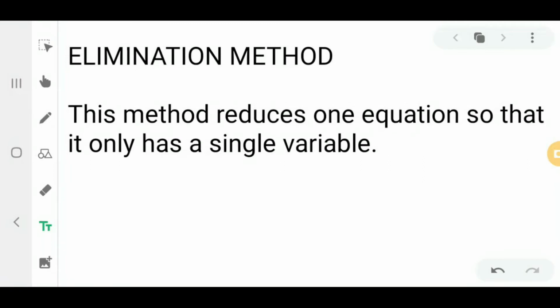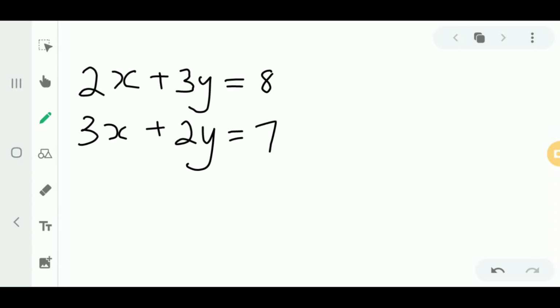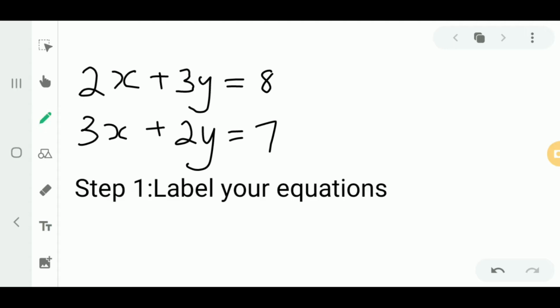So the first method we'll be doing is the elimination method. Now this method reduces one equation so that it only has a single variable. So this is what you call simultaneous equations, where you have two equations and two unknowns. So what will happen first is, this here, we'll call equation 1, and this we'll call equation 2.